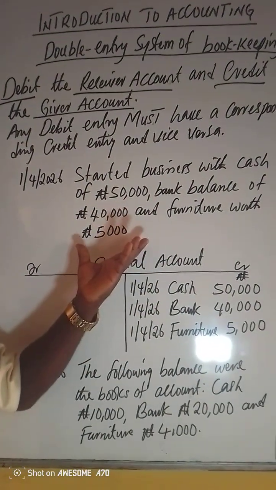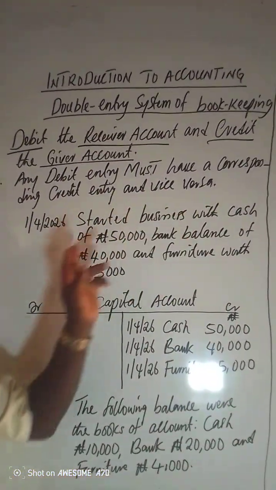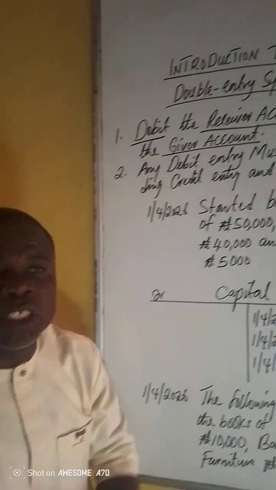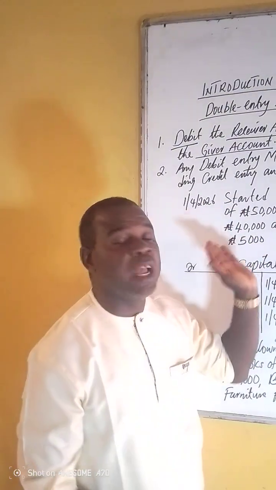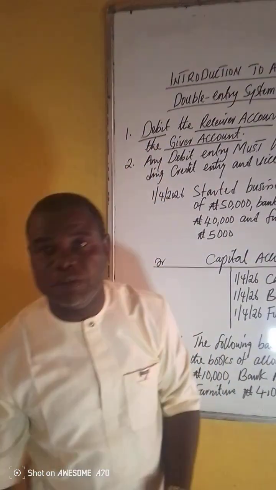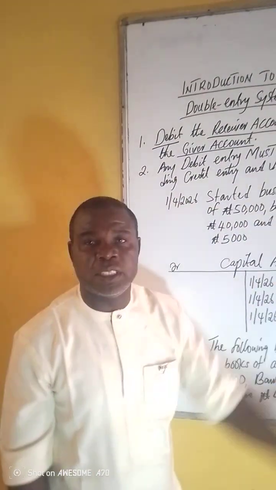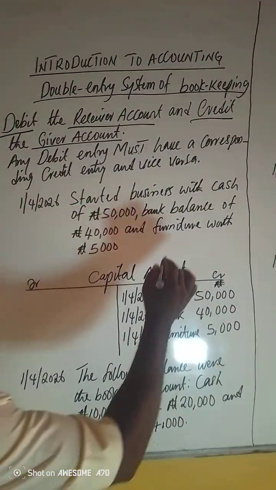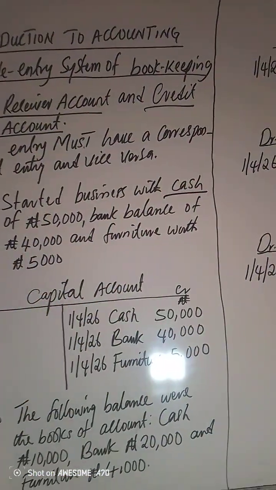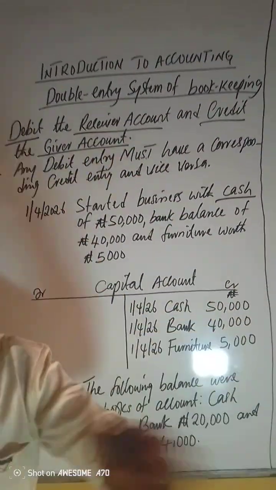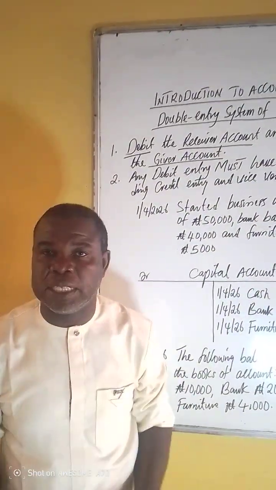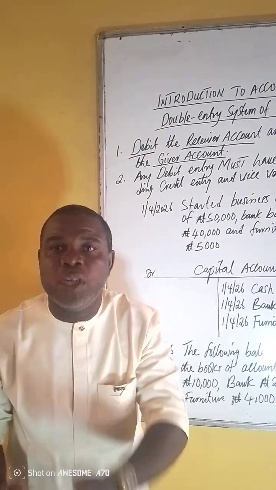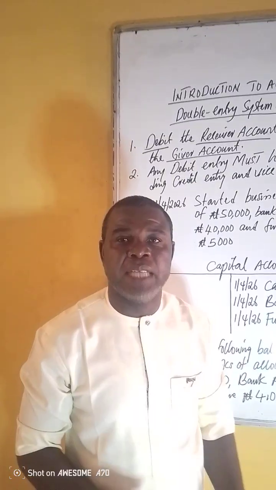Now let's look at the transaction once again. Started business with cash of 50,000. When you start business, it means you are putting money into the business, because the principle emphasizes the giver account and the receiver account. So in this transaction, what's the giver account? We have three giver accounts here. Number one, we have the cash. The owner is giving cash to the business, what is called the business entity concept, where we say the business is different from the owner. Therefore, the owner is giving cash into the business.